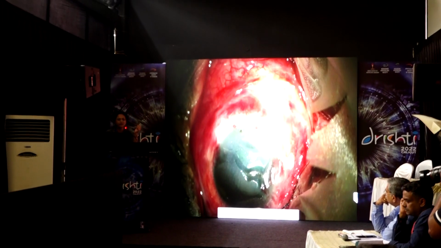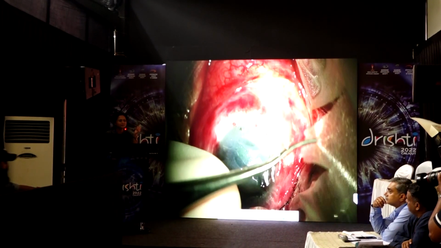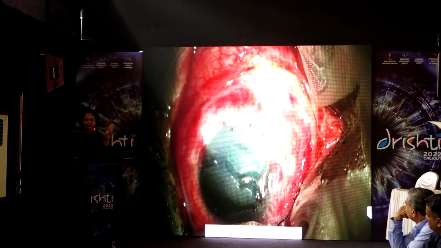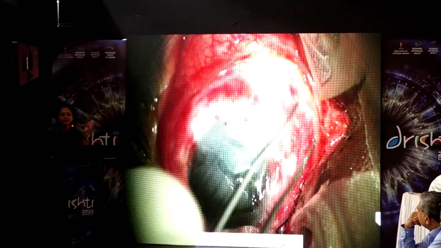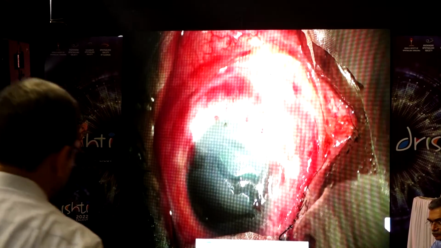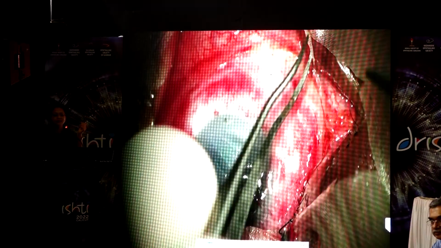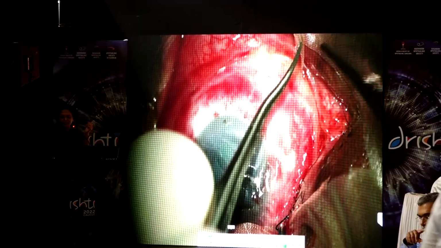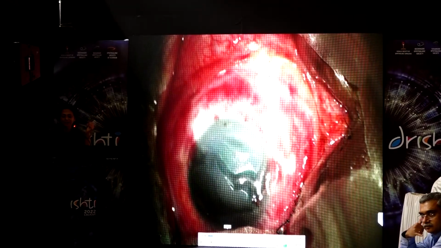A very large area of epithelial defect. The cornea is severely damaged over here. You can find a linear defect about 3 to 4 millimeters in breadth as well, extending from one. And there is an extensive limbal stem cell affection as well here.